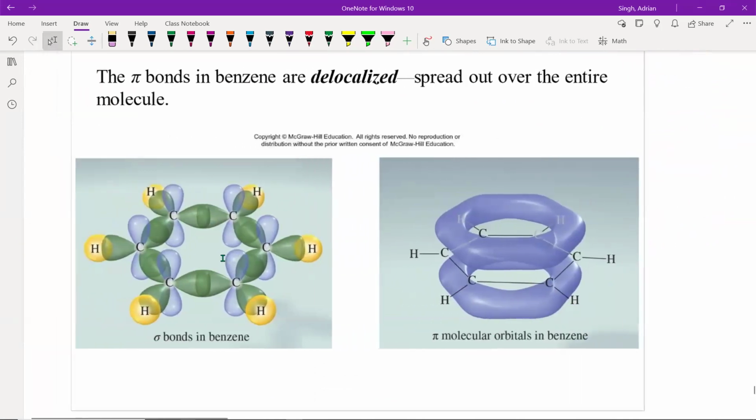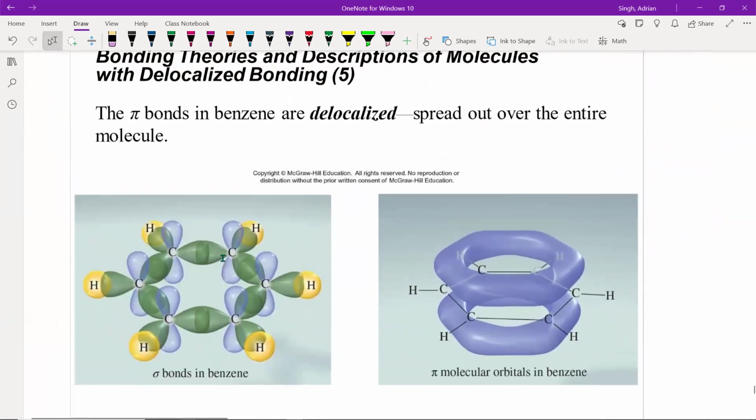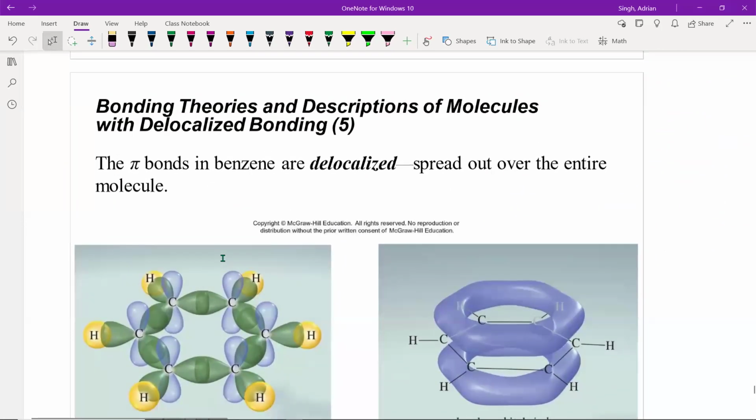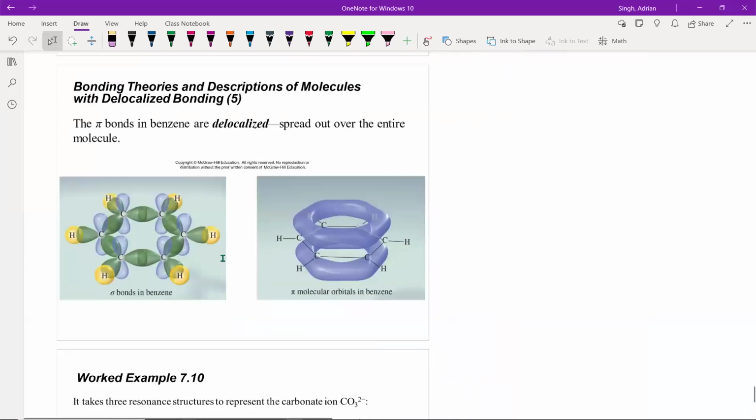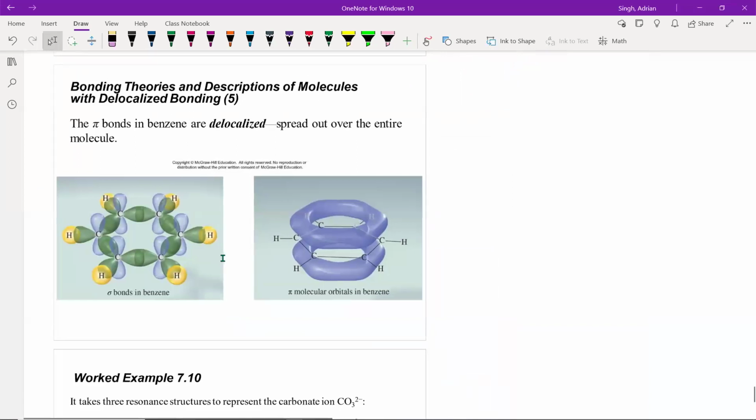Okay, so this is a good example of where we have a combination of the different bonding theories to describe what we observe in this case of benzene.